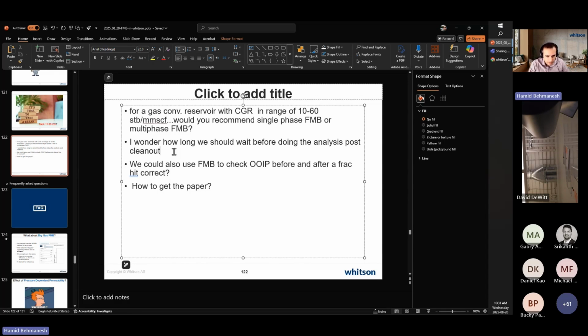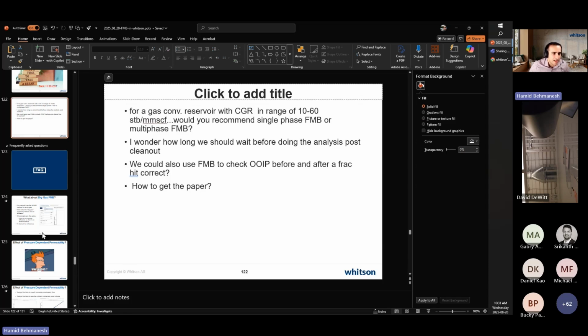We could also use FMB to check OIP before and after bracket. Yes, exactly. That's one of the examples that I presented. The paper will be sent out quickly after the meeting, maybe today or tomorrow.